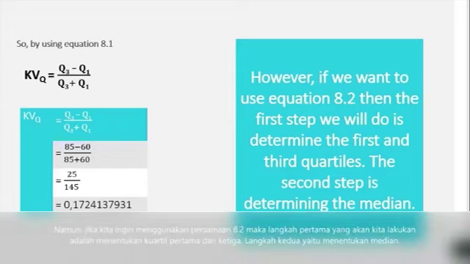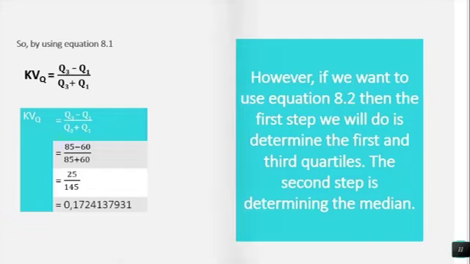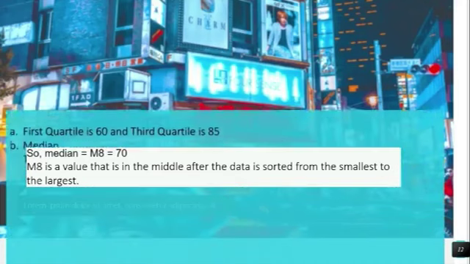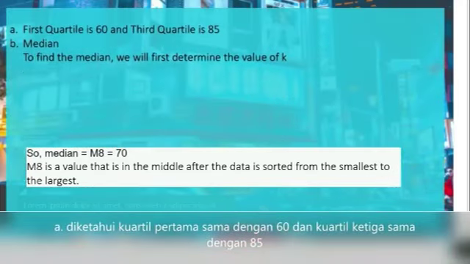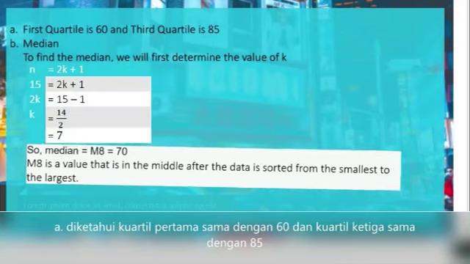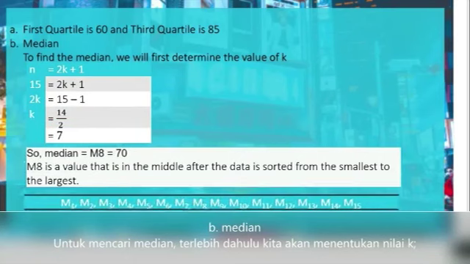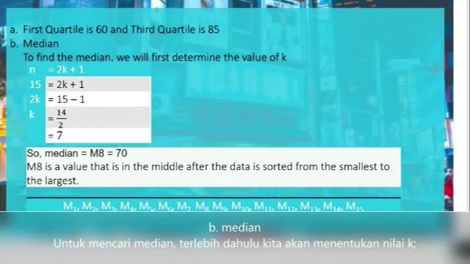However, if we want to use equation 8.2, then the first step we will do is determine the first and third quartiles. The second step is determining the median. The first quartile is 16 and the third quartile is 18.5. Then the median. To find the median, we will first determine the value of k.